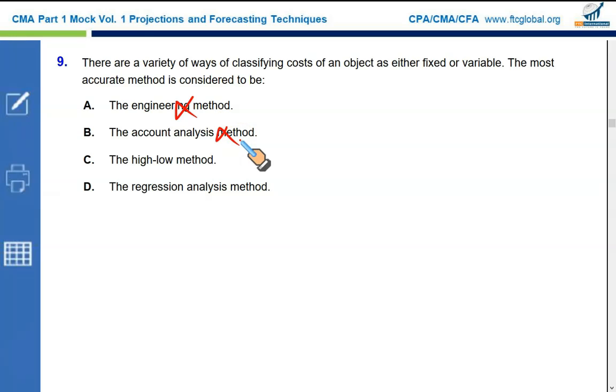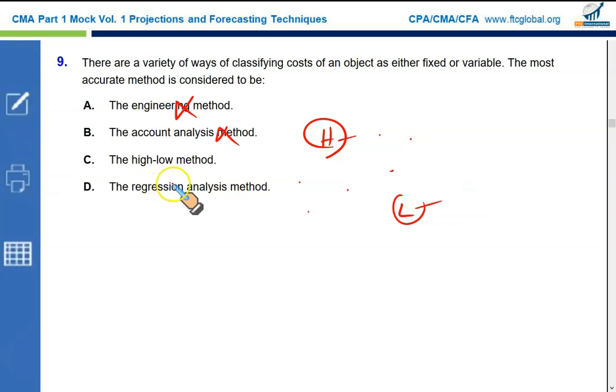High-low method, yes, this is a method we use to separate the fixed and variable cost, but this is not a very accurate method. The reason is, in the high-low method, we only take the highest and the lowest point. We ignore all the other pairs of data. That means we are relying only on these two numbers, the highest and the lowest. So this method is basically a very simplified approach, but not an accurate one.